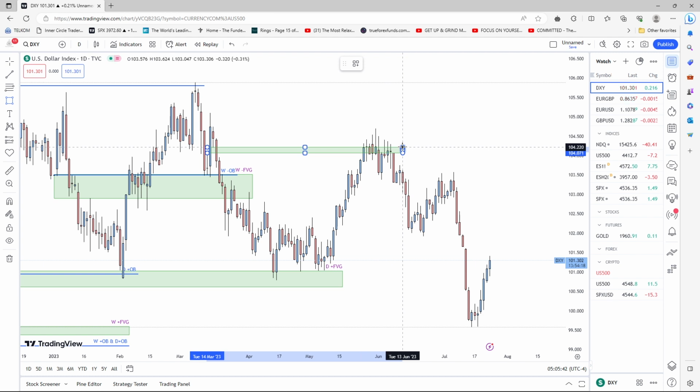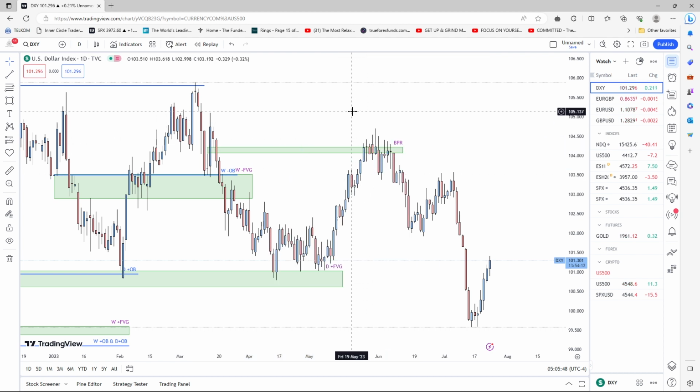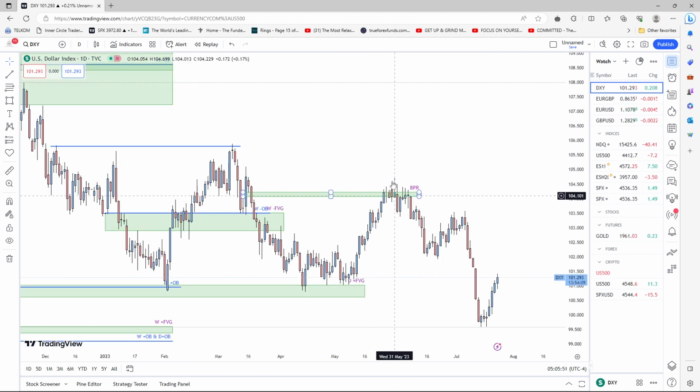There we go. Look at the candle bodies. The candle bodies just respected this balanced price range. Candles just kind of wicked through and then eventually traded off.